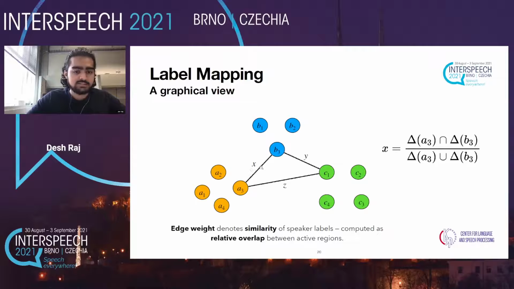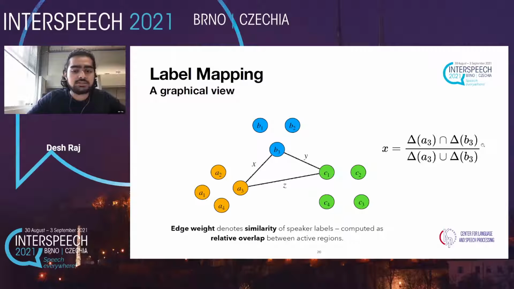And we assign these edge weights so that the edge weight denotes the similarity of speaker labels. So the edge weight X denotes how similar speaker A3 and speaker B3 are. This edge weight is computed using an intersection over union kind of equation. The formula is shown here. The delta here shows all the regions where A3 is active. So we look at the intersection of all the regions where A3 and B3 are active over the union of all the regions where they're active.